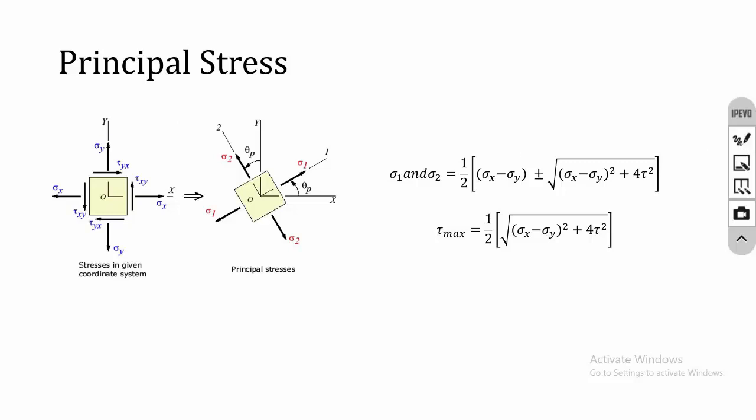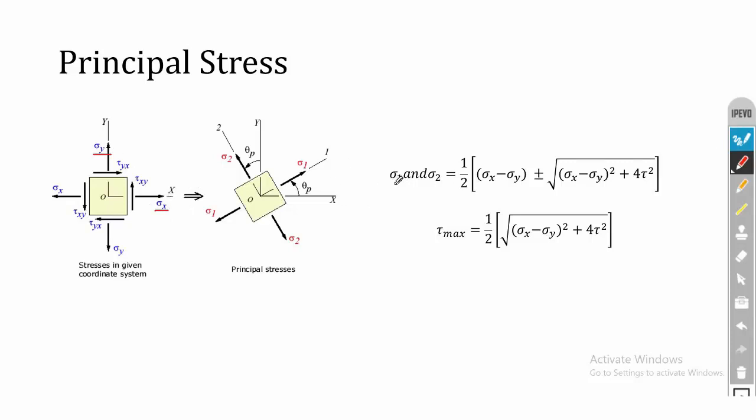At any point in a strained material, there are three planes mutually perpendicular to each other. These planes will carry only direct stresses alone, so there will be no shear stress. These planes are called principal planes, and the stress acting on these planes is known as principal stress. Okay, so we have two directions, sigma x and sigma y.